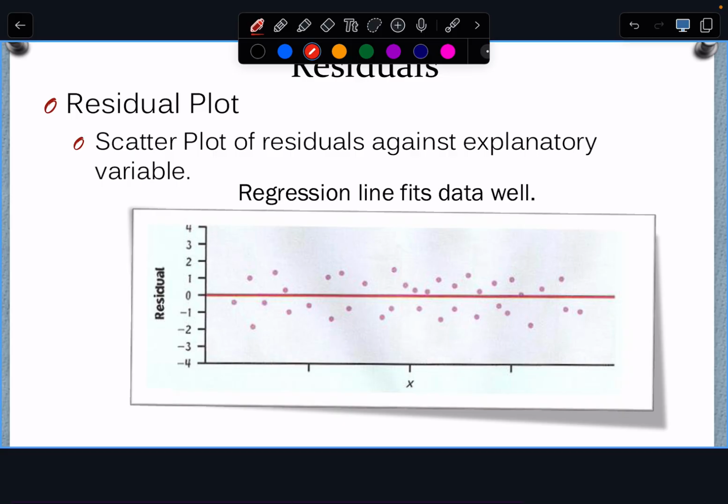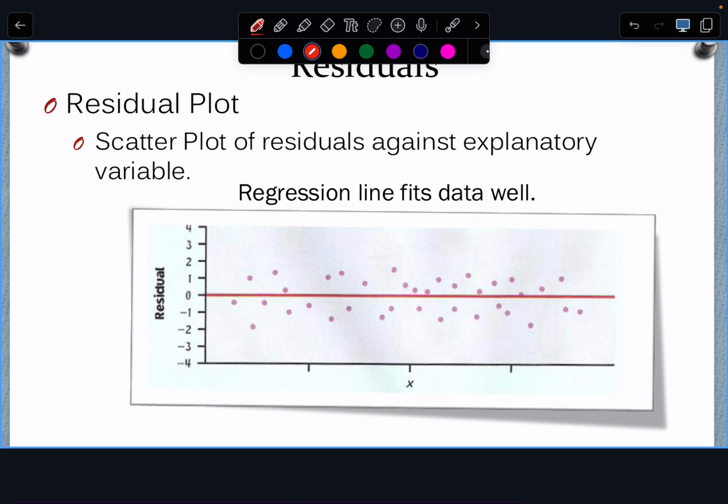So what they're going to do here, and we're never going to calculate these by hand, this will always be in the calculator, or 99% of the time they're just going to give you the residual plot and ask you to interpret it. But where they're coming from, they're taking all of the x values. So notice the x-axis doesn't change. I'm still using the first variable, my explanatory variable, as it was.